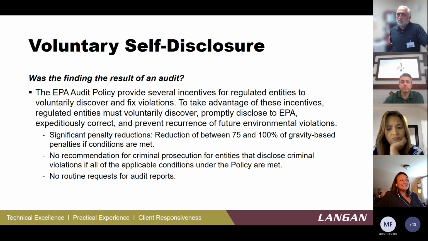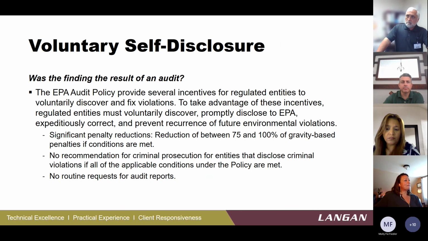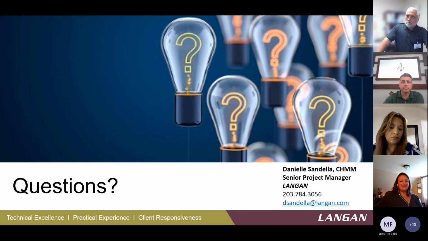If you do find that you've done something and you find it yourself during the course of an audit, there is an EPA audit policy that will essentially allow you to avoid some penalties associated with those violations if you come clean on your own. And that is all.